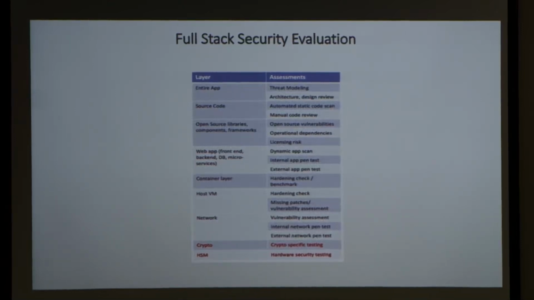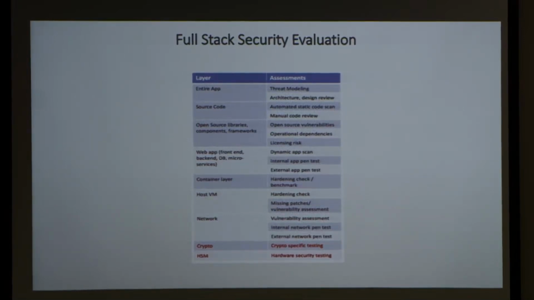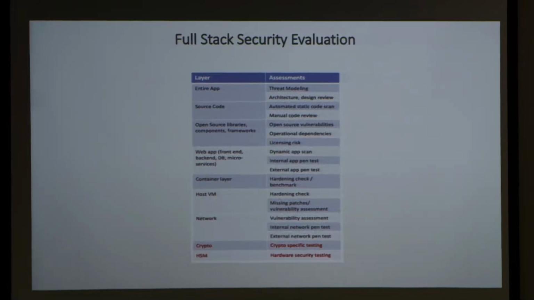So those who are a mature organization and have been doing this for a long time do all this full stack security evaluation for their mission critical applications. Not necessarily for all the products, because this is a lot of work. This is more work than getting the product out, right? So it's really not that practical.